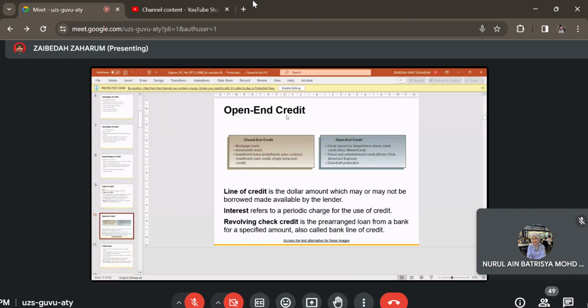And then revolving check credit ialah pre-arranged loan from a bank for a specified amount, also called bank line of credit. Sama lah macam line of credit tadi. Dia ada a certain amount that bank provided. That's the amount that you can borrow lah. Alright, now we go to the open end credit tadi.